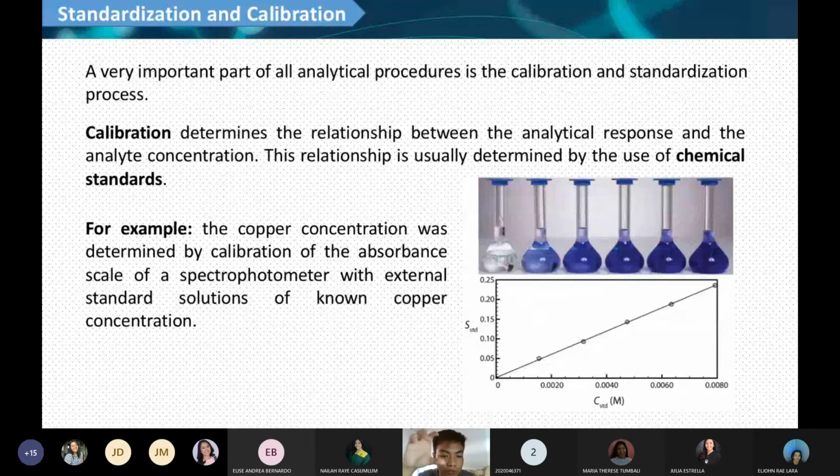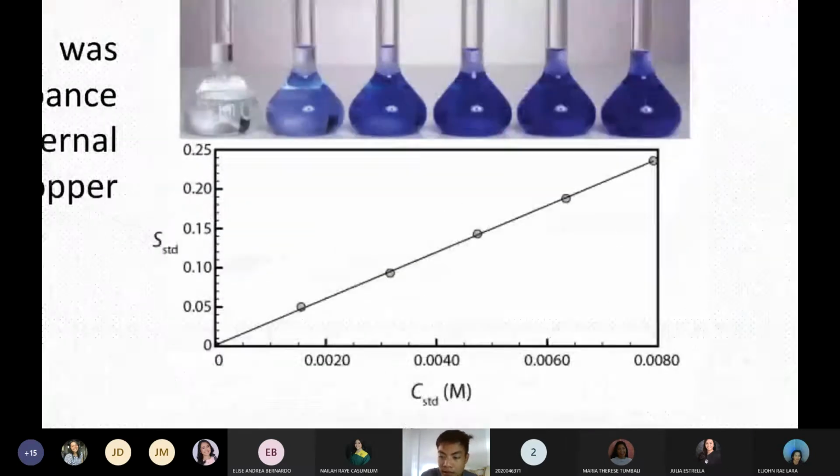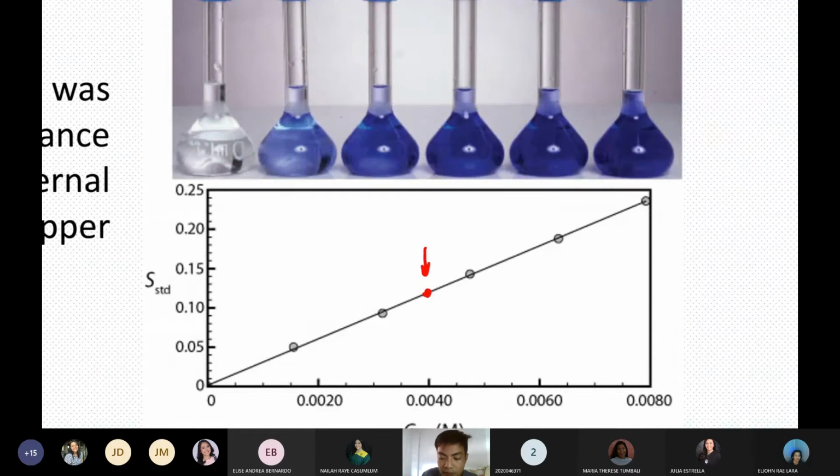Kunwari, I have this solution from faucet, no? Sa faucet. Hahanapin ko kung ano yung instrument response dito ng sample ko. 'Di ba? Ito yung inyong calibration. Kunwari, kapag binasa ko na yung sample ko, ito yung response ng sample ko. Paano ko malalaman yung concentration niyan? Eh di hanapin mo lang yung corresponding x-axis para doon.